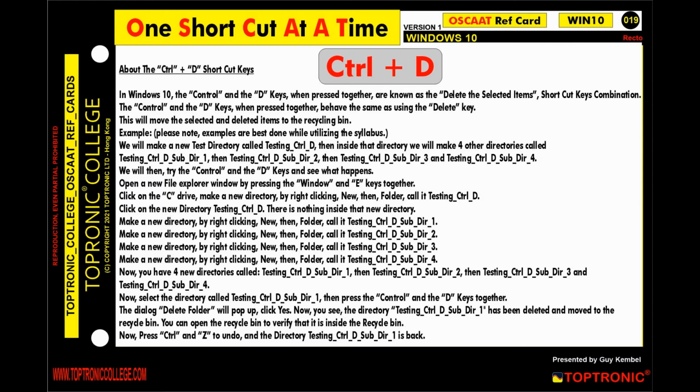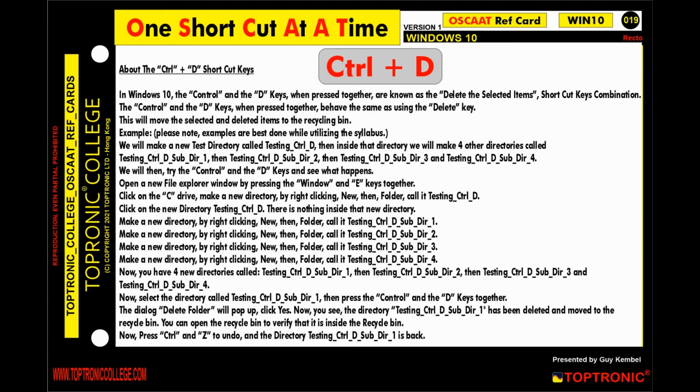Now, you have 4 new directories called testing Ctrl+D sub dir1, then testing Ctrl+D sub dir2, then testing Ctrl+D sub dir3 and testing Ctrl+D sub dir4. Now, select the directory called testing Ctrl+D sub dir1, then press the Ctrl and the D keys together.